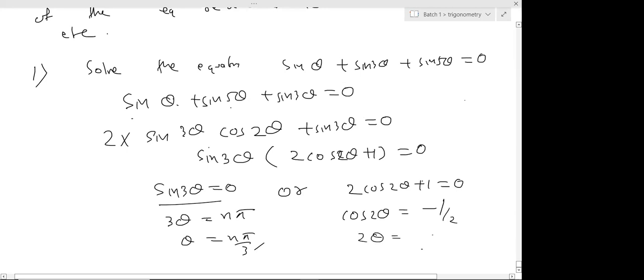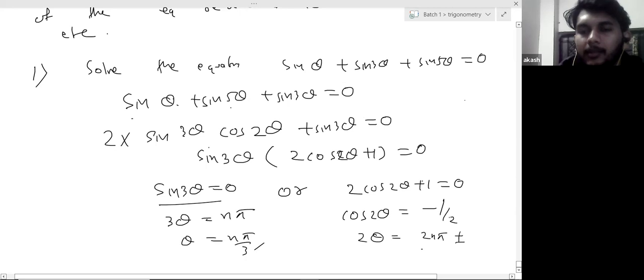2 theta equals 2n pi plus minus alpha. What will be alpha here? Pi minus pi by 3, 2 pi by 3. So theta will be n pi plus minus pi by 3.